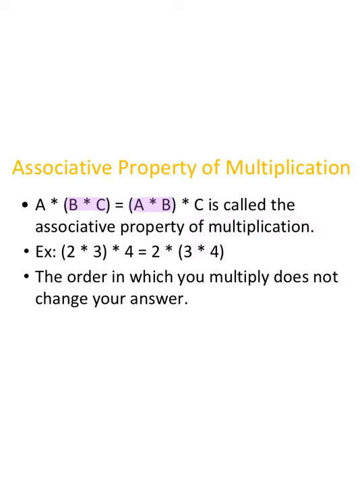So an example with actual numbers is 2 times 3 times 4, and the 3 and 4 are associating together, equals 2 times 3 times 4, the same numbers, but this time the 2 and the 3 are associating together. As with addition, the order in which you multiply does not change your answer.